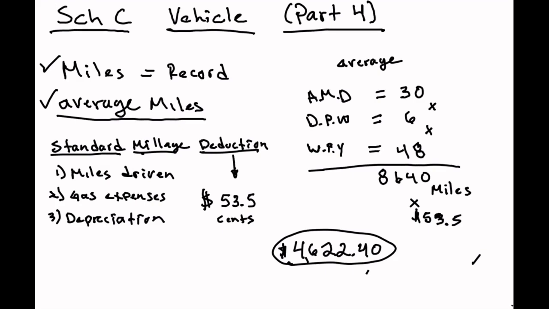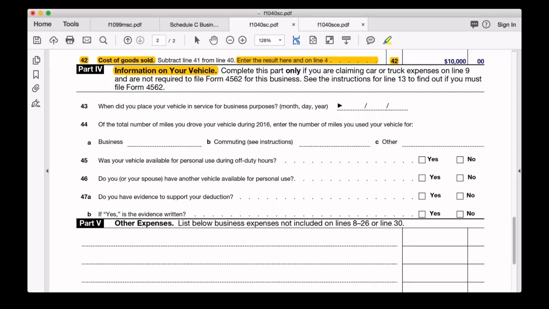4,622 and 40 cents. Well, what do I need all that for? Let's go back to the form. I'm going to show you what you need it for. There you are, we are back in the form. So I'm going to answer line 43. When did I place the vehicle in service? I'm going to say I placed it at the beginning of the year, 01/01/2016. Let's say 17, right?